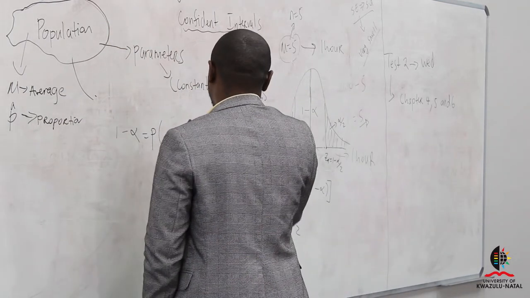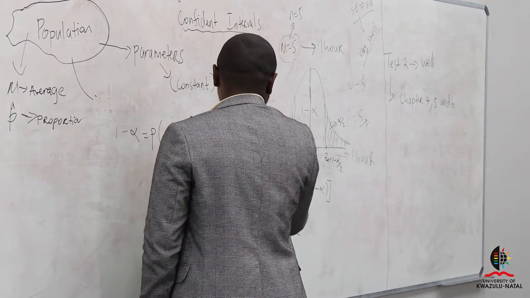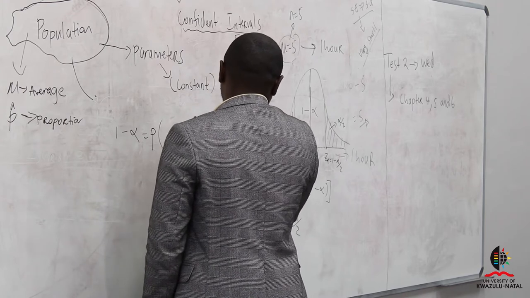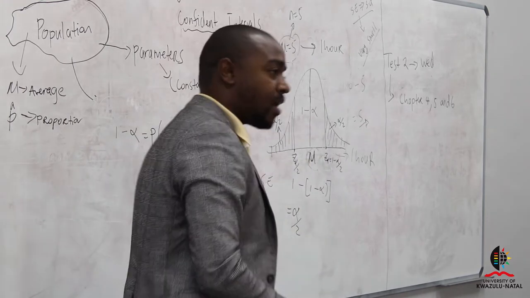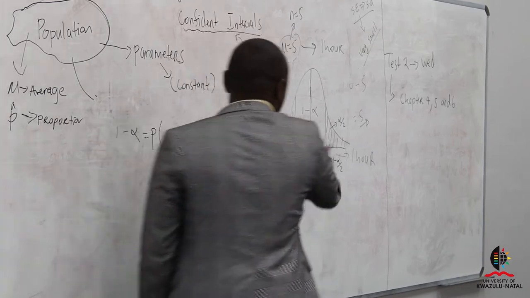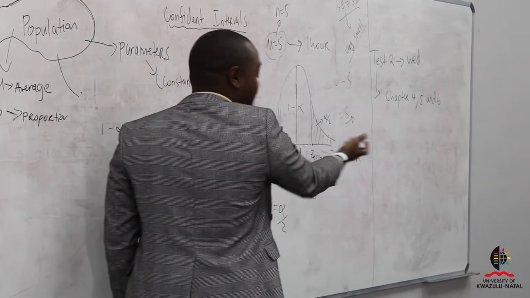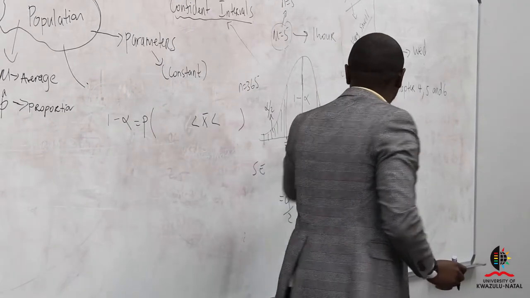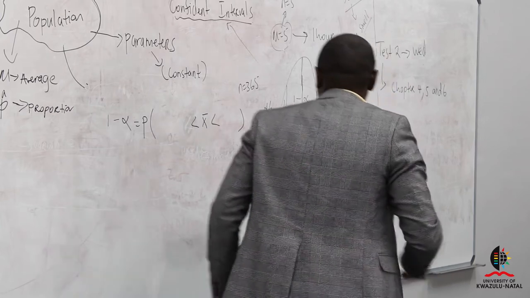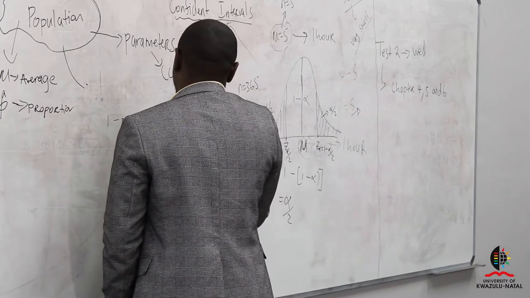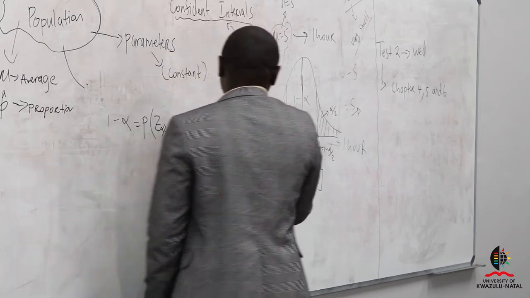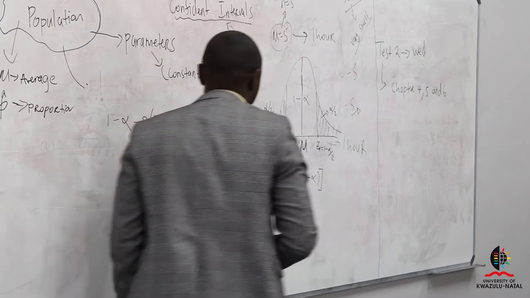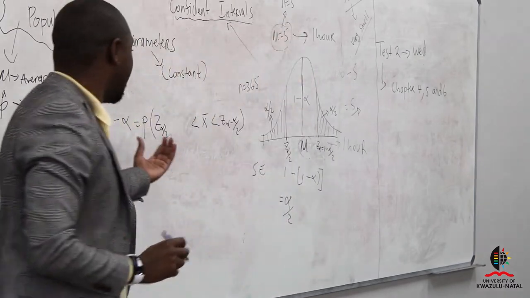Obviously you've got your mu, let's denote it as x bar. It's one and the same thing, it's the average, right? So you're saying it is in between these two points, so it's z alpha by 2 and z minus alpha by 2, right? Are you guys still with me?